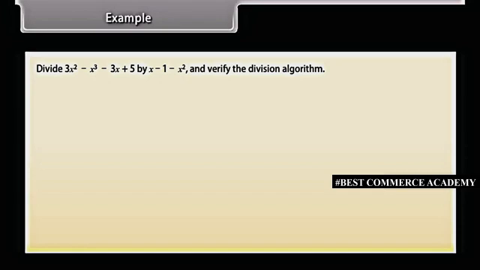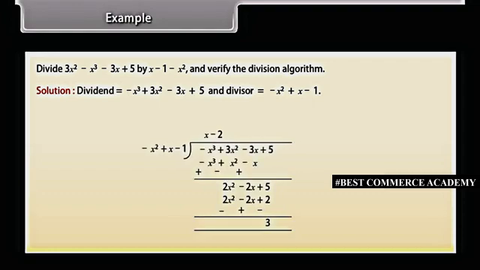Example. Divide 3x^2 minus x^3 minus 3x plus 5 by x minus 1 minus x^2 and verify the division algorithm. Solution. Firstly, we will write both the dividend and divisor in decreasing orders of their degrees. Dividend is equal to minus x^3 plus 3x^2 minus 3x plus 5 and divisor is equal to minus x^2 plus x minus 1. By dividing we get quotient is equal to x minus 2 and remainder is equal to 3.